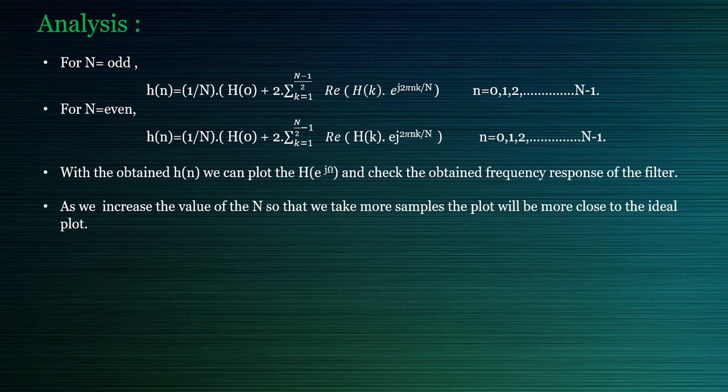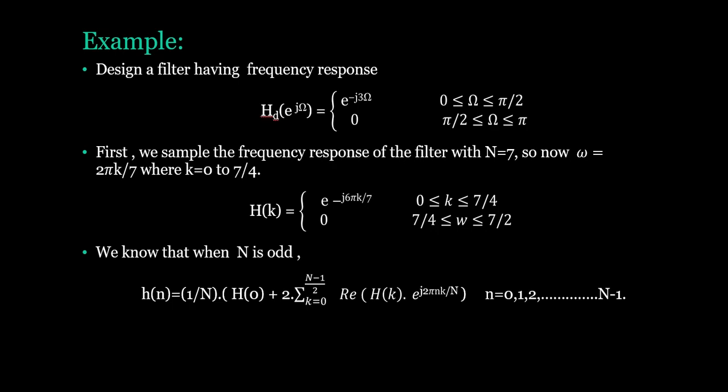With the obtained h of n, we can plot H of e power j omega and check the obtained frequency response of the filter. As we increase the value of capital N so that we can take more samples, the plot will be closer to the ideal plot. Now let's see an example.